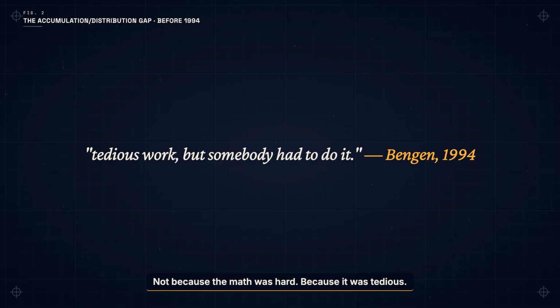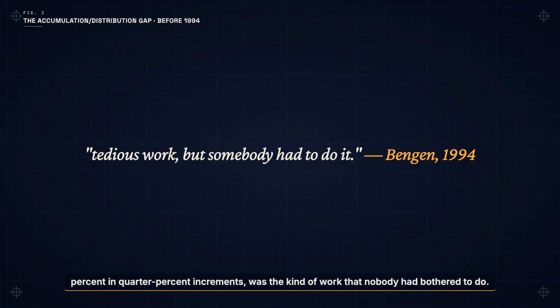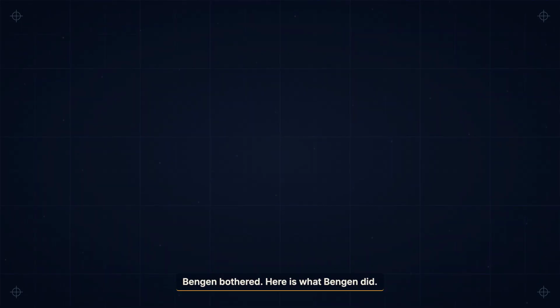Not because the math was hard, because it was tedious. 50 separate 30-year simulations, run for every withdrawal rate between 3% and 7% in quarter-percent increments, was the kind of work that nobody had bothered to do. Bengen bothered.